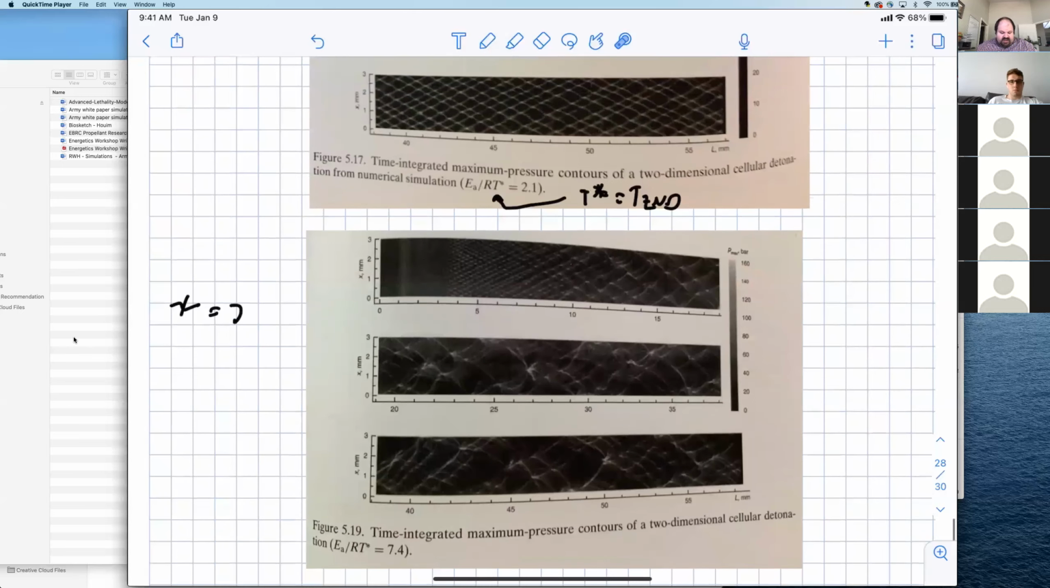If they bump up the chi parameter to 7, you see very irregular cells. You see big cells, you see small cells, things like that. And the higher you make chi, the more and more irregular the detonation cells get. If you make chi too large, eventually one of these cells will become so large that it consumes the entire channel and the detonation dies.